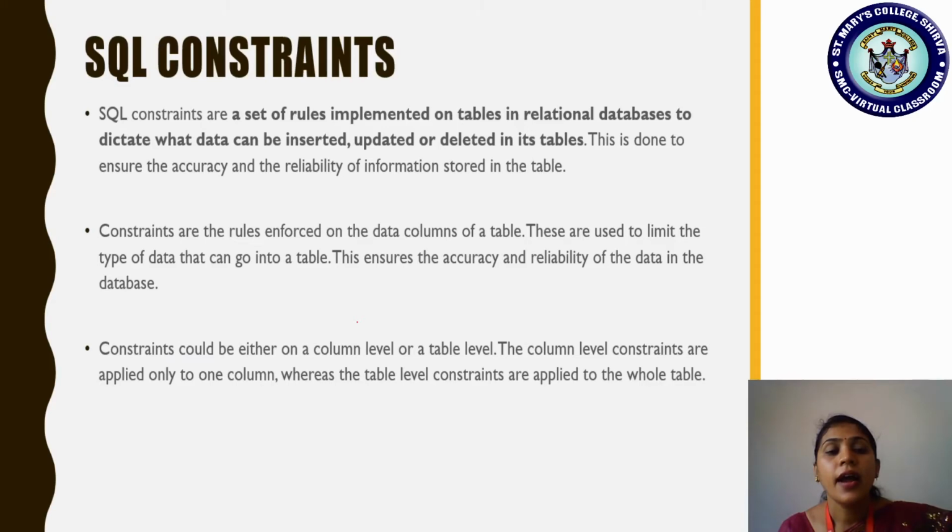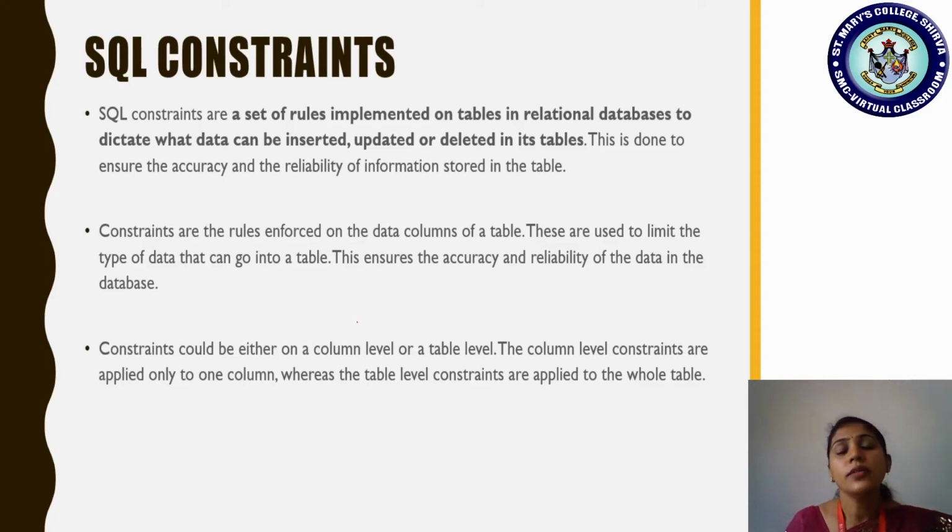Okay, and constraints are the rules enforced on the data columns of a table. These are used to limit the type of data that can go into a table, and this ensures the accuracy and reliability of the data in the table.